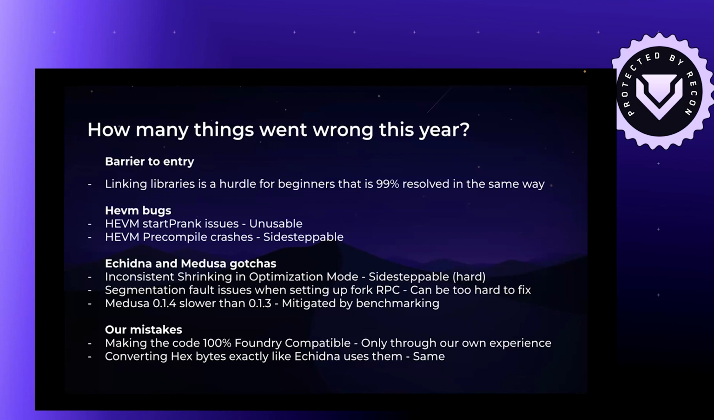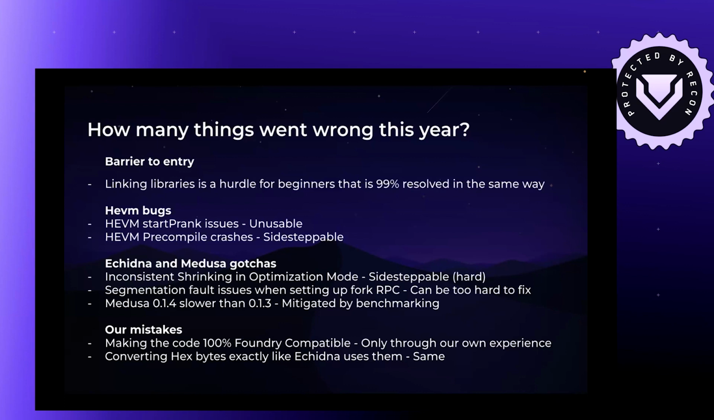We encountered a couple of bugs with HEVM very recently, and obviously these are patched, but at the same time, I'm going to talk about what happened. We also are currently living with Echidna not fully shrinking sequences, which is something that we have a sidestep for. I'm going to show what it is, but hopefully this gets fixed, because to me, optimization mode is an incredibly useful mode.